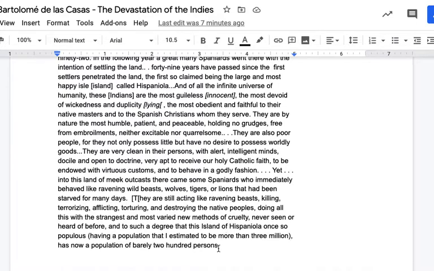They are also a poor people. So they not only possess a little, but they have no desire to possess worldly goods. Wow, and they don't want anything. They are very clean with alert, intelligent minds, docile and open to instruction, very apt to receive our Catholic doctrine, to be endowed with virtuous customs, and to behave in a godly fashion. Wow, his portrayal of the natives of the New World is that they are peaceful and devoid of wickedness, and they never lie, and they believe in the Catholic faith. This is a very positive picture.